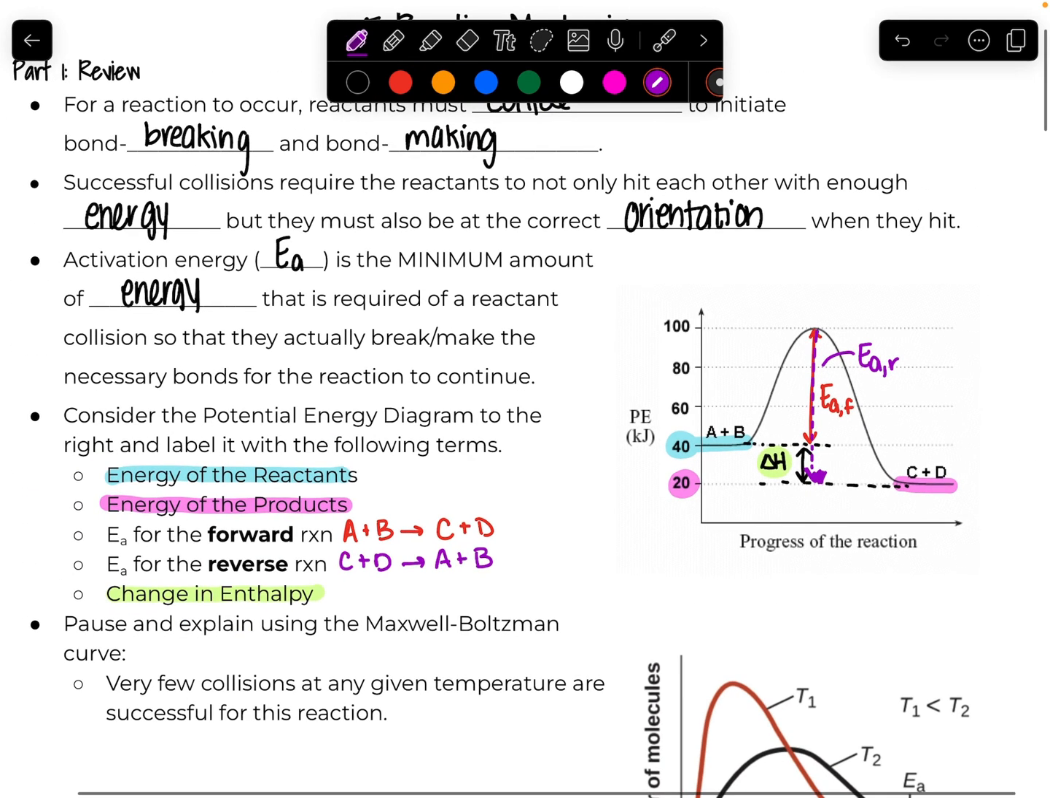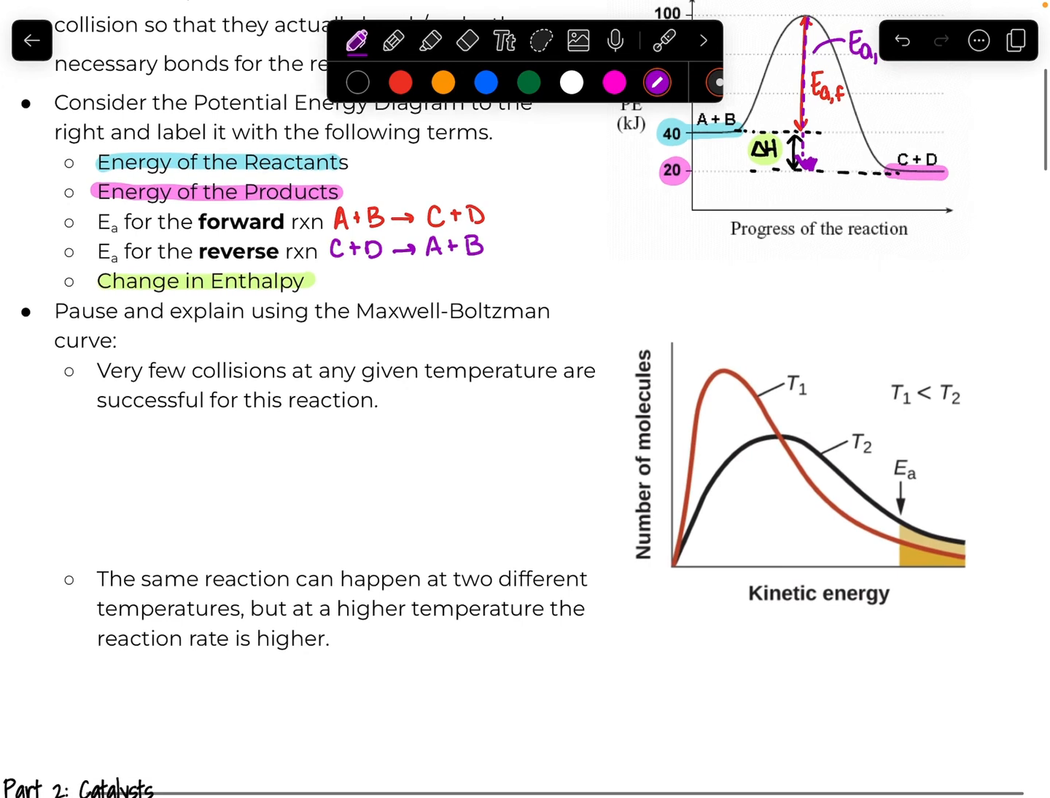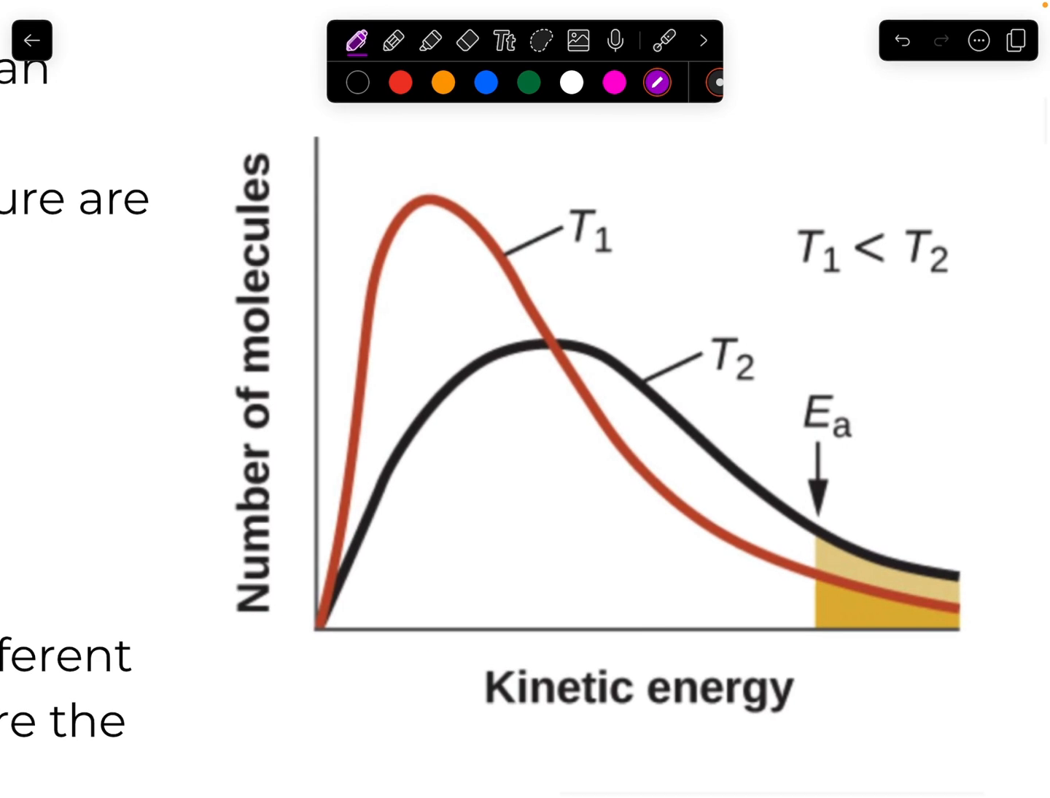Okay, so that's a review of potential energy diagrams. Good there, right? Okay, now let's take a look at these guys. We've looked at these a little bit. These are our Maxwell-Boltzmann distributions, or our Maxwell-Boltzmann curves. Remember, what these are showing you is your array of molecules, the numbers of molecules, and how they're distributed in their amount of kinetic energy at different temperatures.